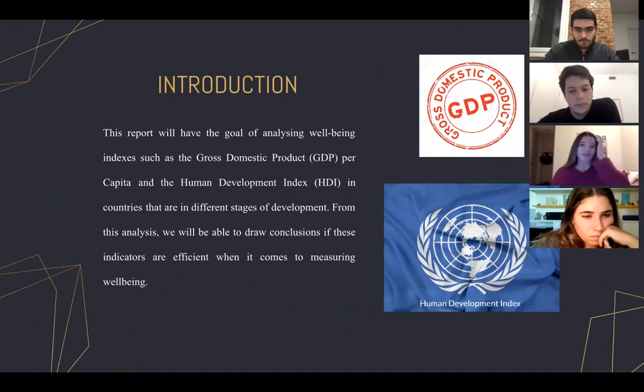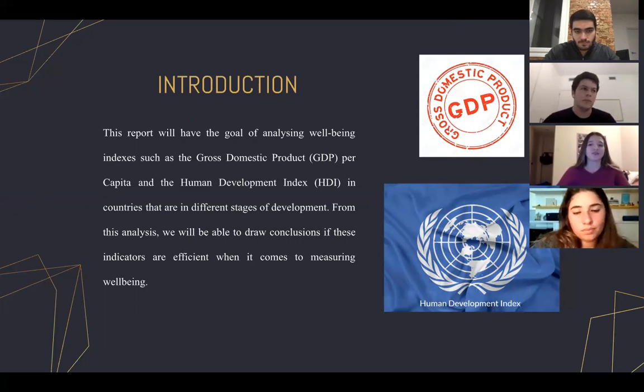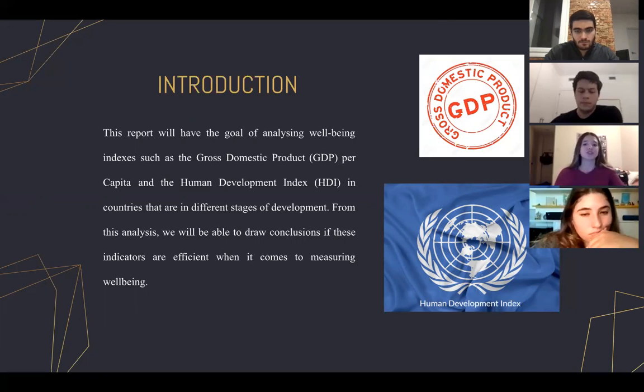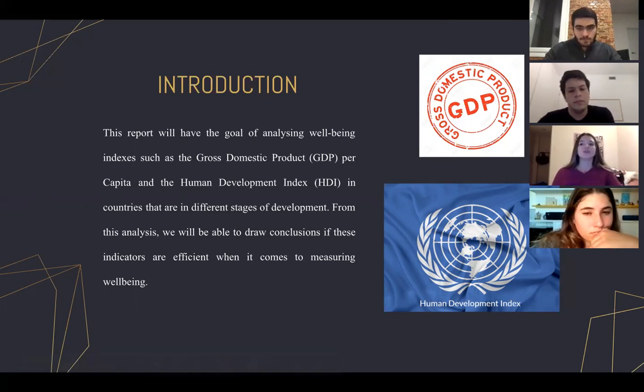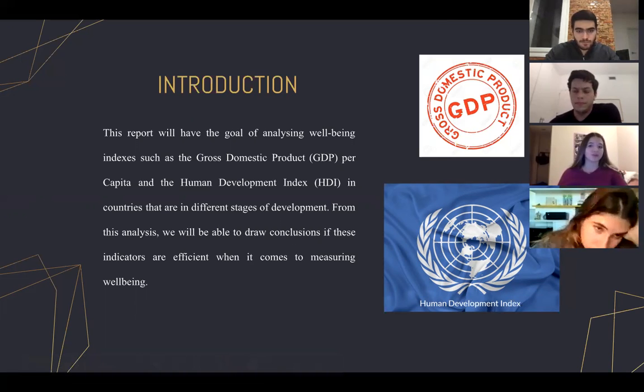This report will have the goal of analyzing well-being indexes such as the GDP per capita and the Human Development Index in countries that are in different stages of development. From this analysis, we will be able to draw conclusions if these indicators are efficient when it comes to measuring well-being. Firstly, China and the United States will be compared, two of the main economic superpowers in the world.